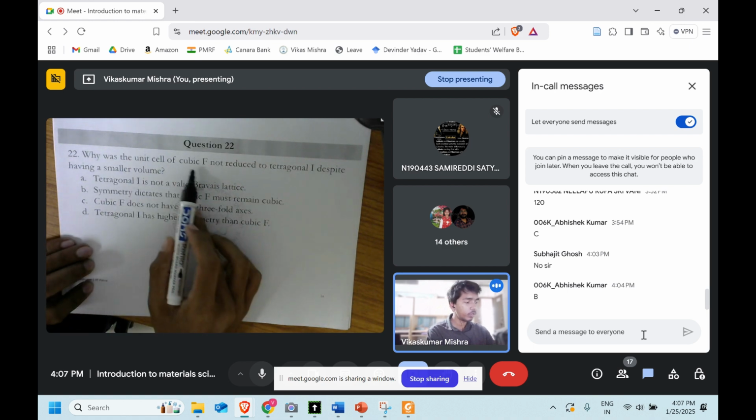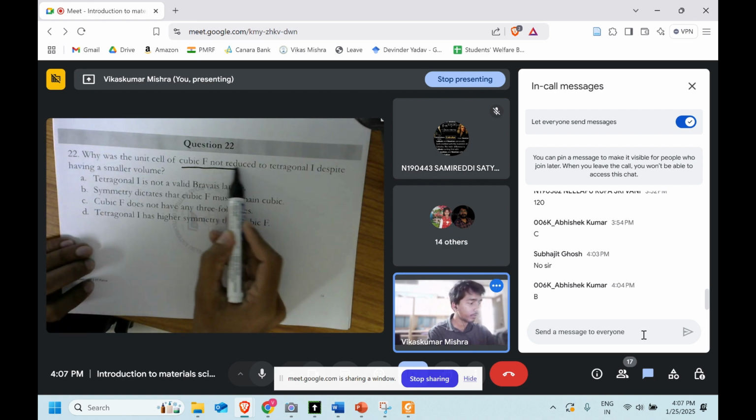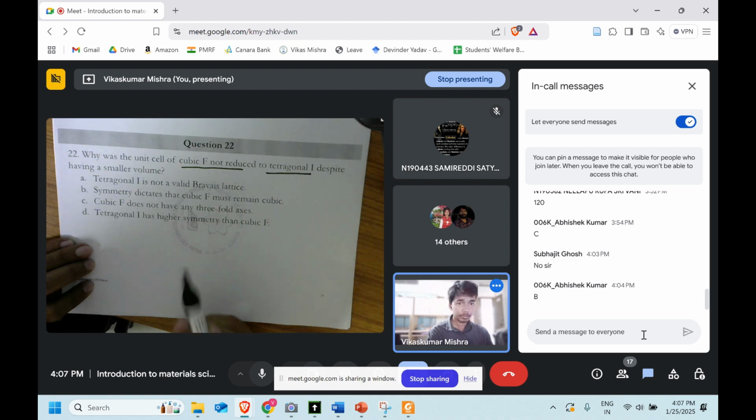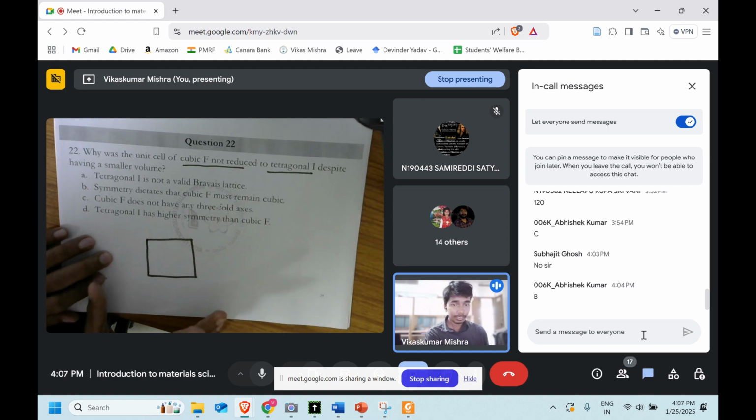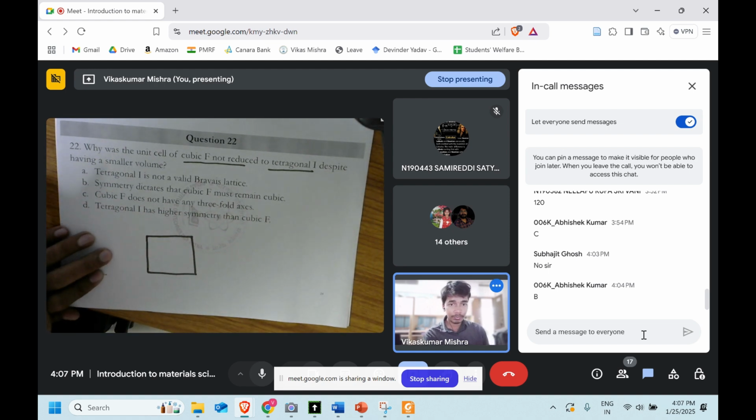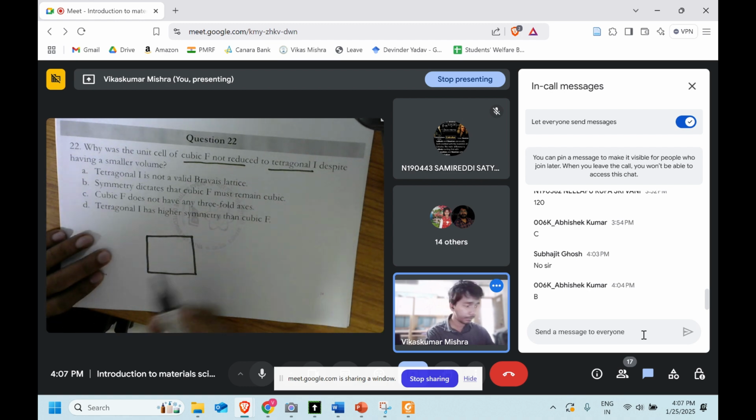Why was the unit cell of the cubic F not reduced to tetragonal I despite having a smaller volume? They are telling that you have the cubic F. Now this will be a little complicated, just like the last thing we discussed, where we were discussing the cubic body centered. It has a similar type of explanation.